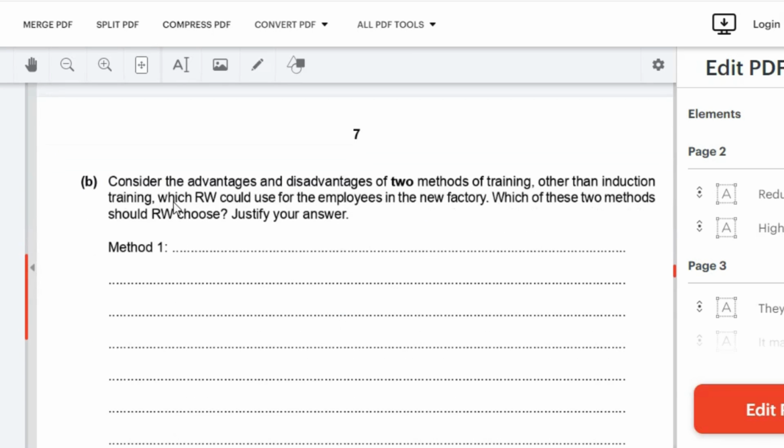The question says, consider the advantages and disadvantages of 2 methods of training other than induction training, which RW could use for employees in the new factory they just established. Now, which of these 2 methods that we are going to mention here should RW choose? You have to mention them, explain them, and also justify your answer. One of the methods we have here is on-the-job training. Now let us write the method out.